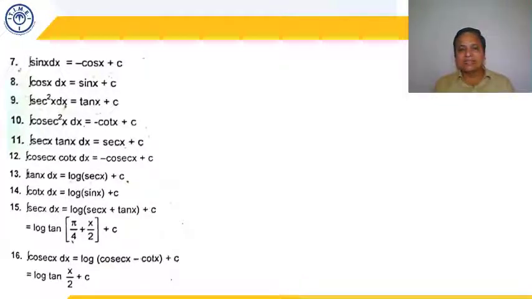Integral of tan x dx is log sec x plus c. And integral of cot x dx is log sin x plus c. Integral of sec x dx can be written as log(sec x plus tan x) plus c, or log tan(pi by 4 plus x by 2). And integral of cosec x dx is log(cosec x minus cot x) plus c, or on further simplification can be written as log tan(x by 2).